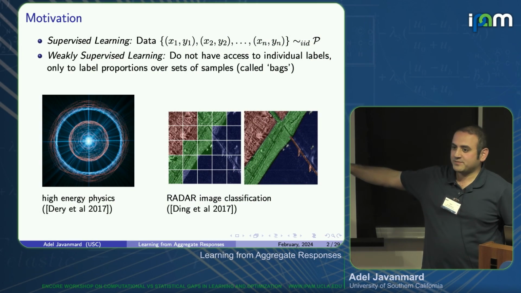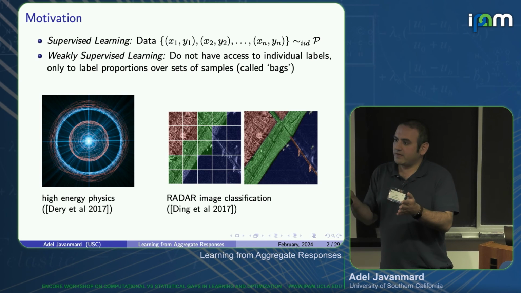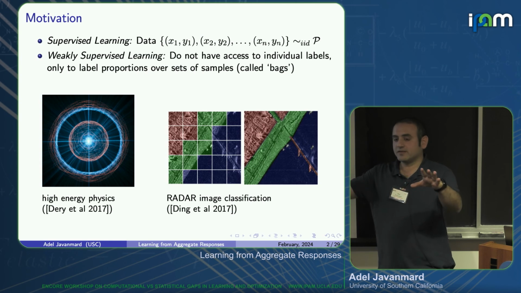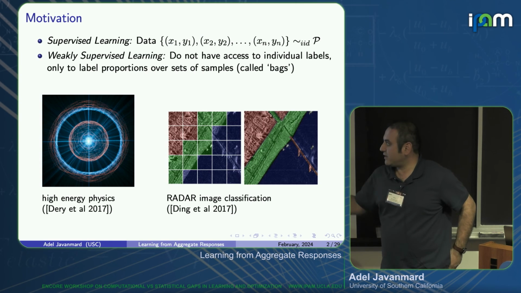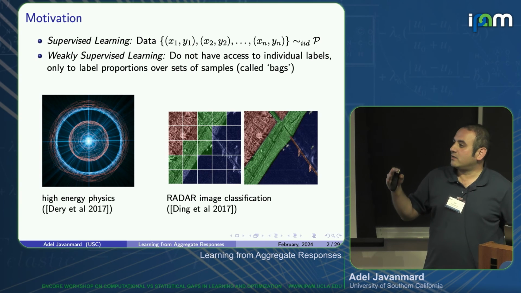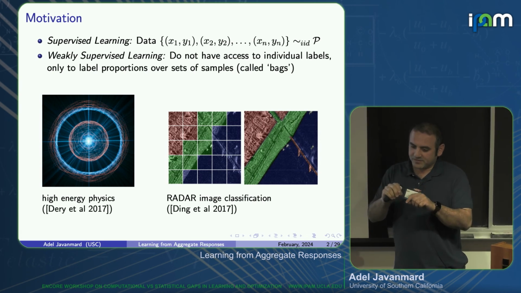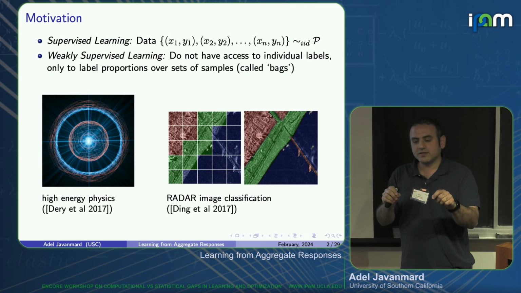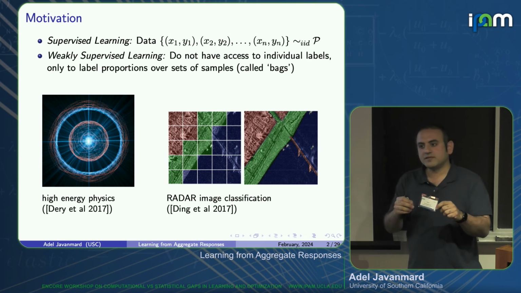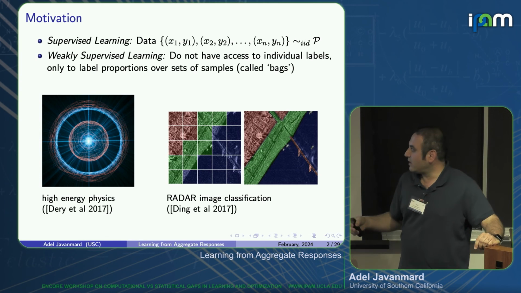There are other examples in high energy physics. I'm not an expert on this one, but what they try to do in high energy physics is to classify the event coming from two possible originating processes. The example that these guys discuss in the paper is if you want to classify quark-induced jets from gluon-induced jets. And apparently what happens is that the discriminants for gluon versus quark are very poor, but it's easy to understand the label proportion, the frequency of each of them in a given sample.